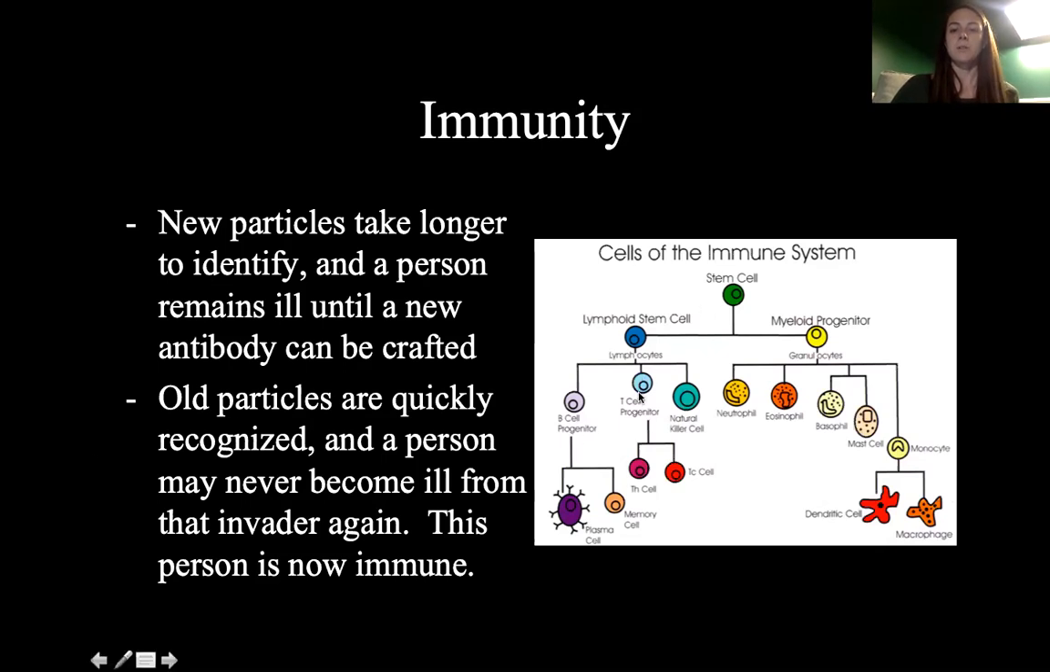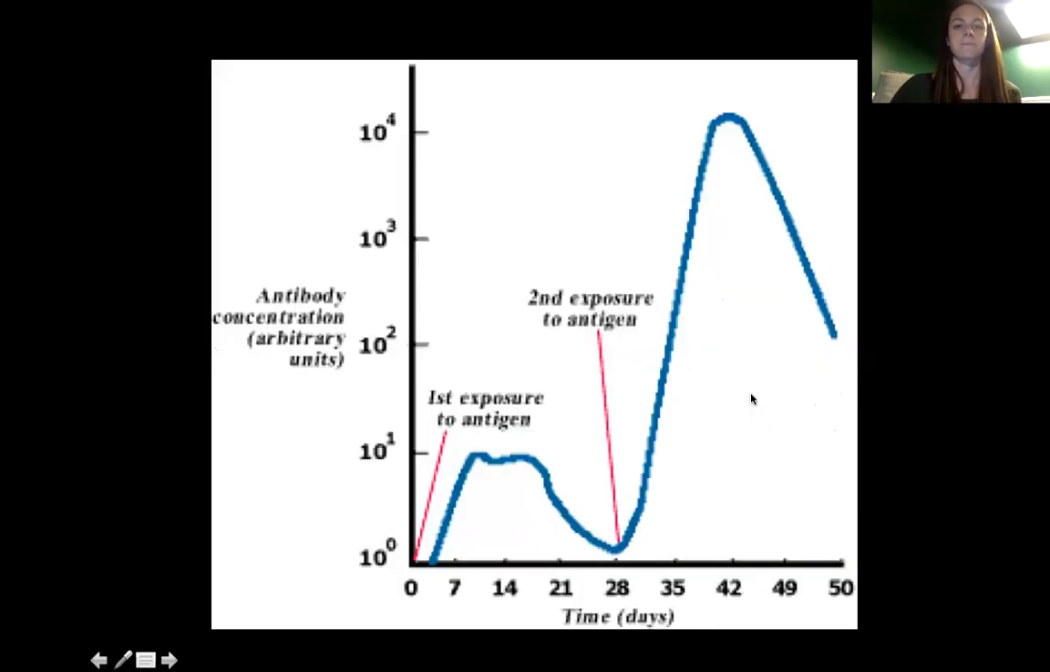This shows you lymphocytes, which are T cells, B cells, T helper cells, and memory cells, and then these are all different types of white blood cells over here. You don't need to know all these terms, but these are basically a bunch of the different types of cells that help with our immune system. And this shows you how antibodies help. So the first time you get infected, you have 0 antibodies.